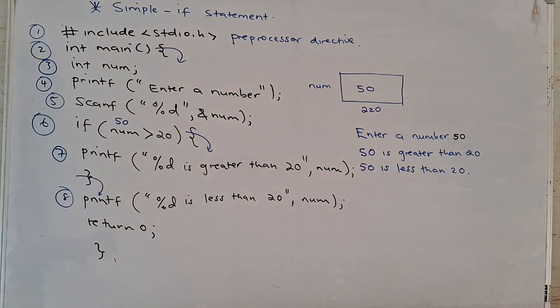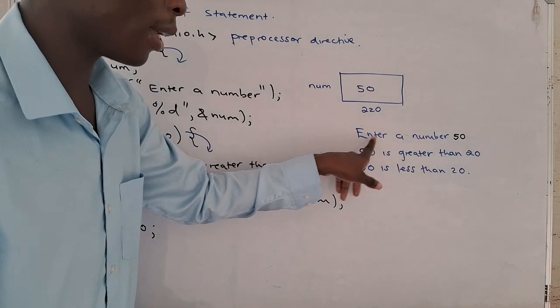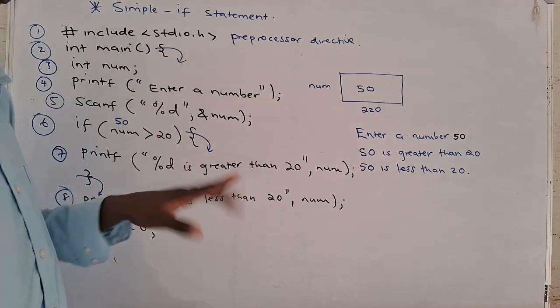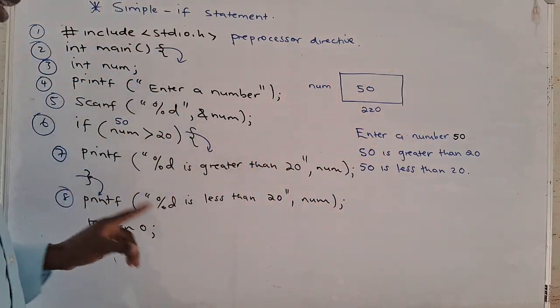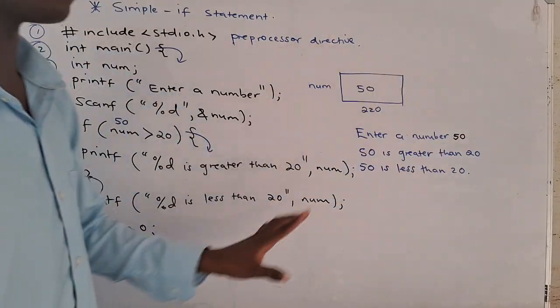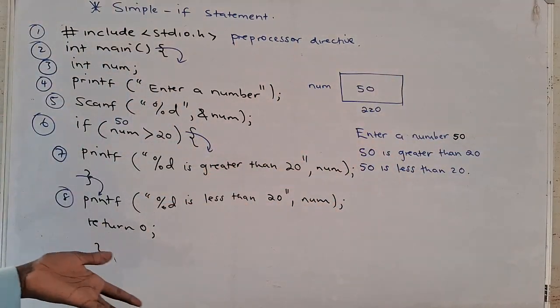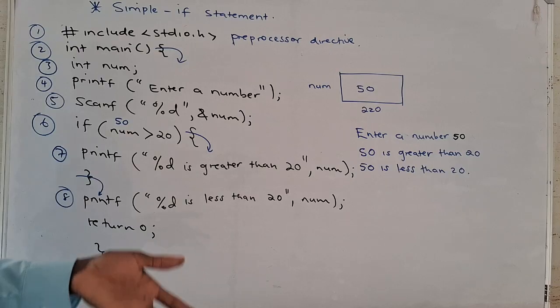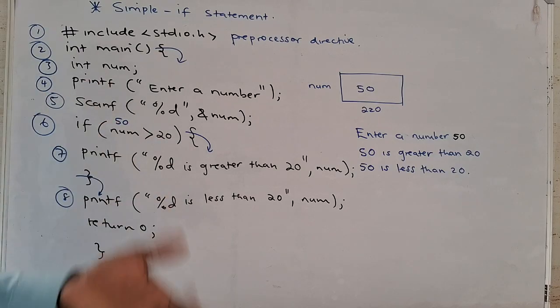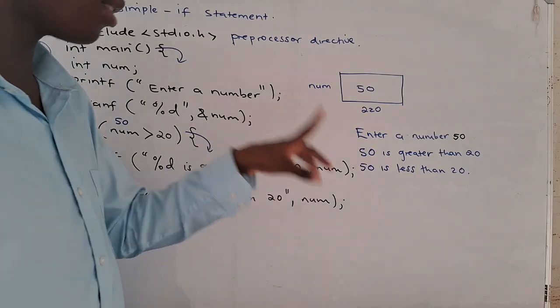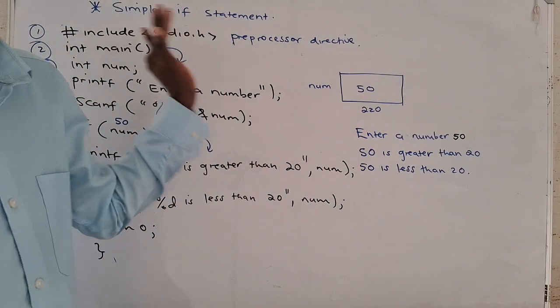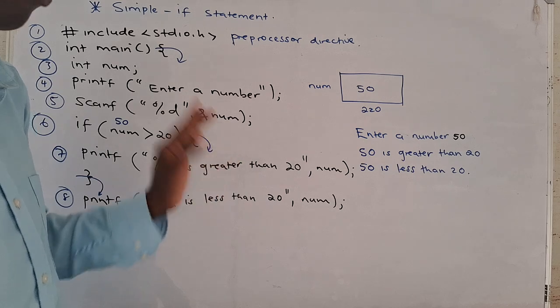Then the program is over. See the problem now. You are going to see the statement "Enter a number," you are going to write 50. This is going to be executed: 50 is greater than 20. But this is also going to be executed: 50 is less than 20. So what is the conclusion? You are going to be confused at the end of the day. 50 is greater than 20, 50 is less than 20. This is the problem with the simple if statement.